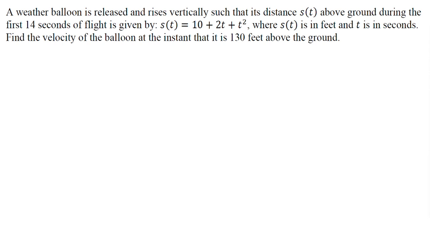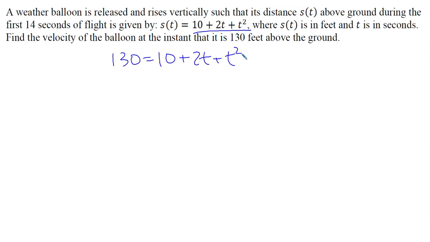Alright, and our last one is a weather balloon that's being released and rising vertically so that its distance above the ground during the first 14 seconds of flight is given by this position function 10 plus 2t plus t squared. We want to find the velocity of the balloon when it is 130 feet above the ground. So first off, we need to figure out when is this balloon 130 feet above the ground. So set the position function equal to 130.